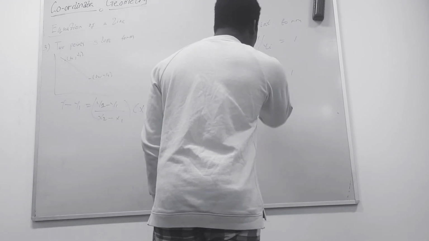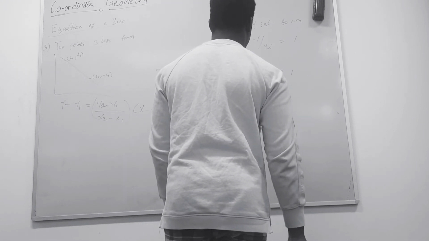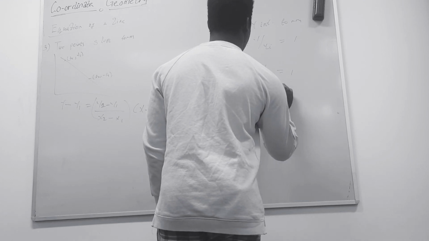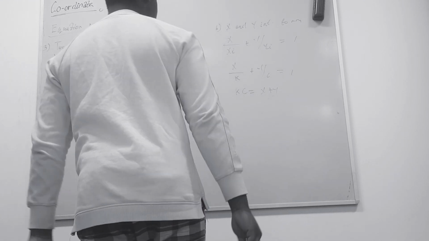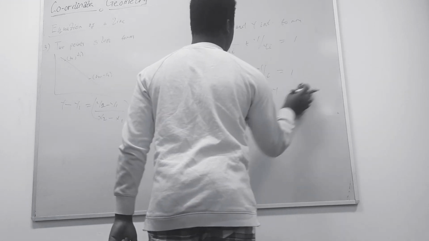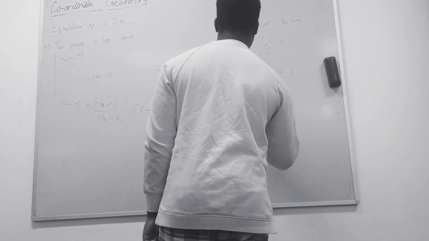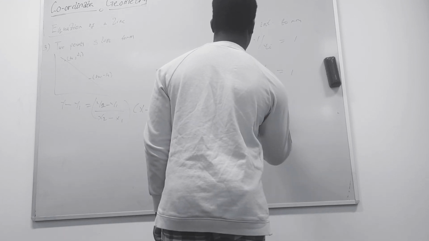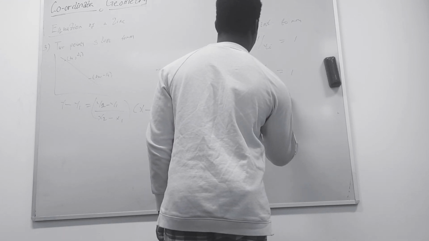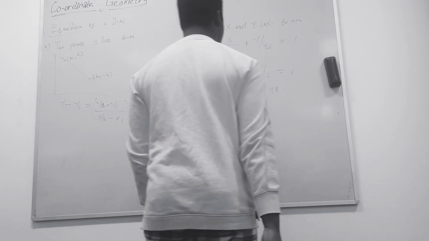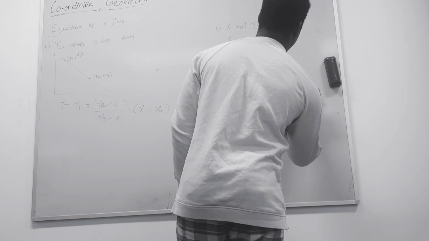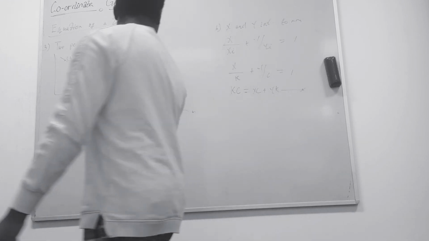So kc is equal to x plus y. Oh no, that's a mistake. kc is equal to xc plus yk. So that's another asterisk. So that's the x and y intercept form.